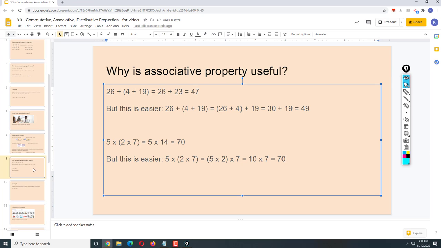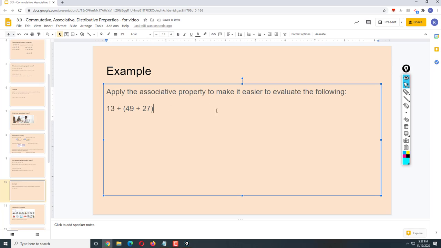So to apply the associative property, and sorry, let's make it, so this is 13 plus 27 plus 49, which equals 89. Okay.